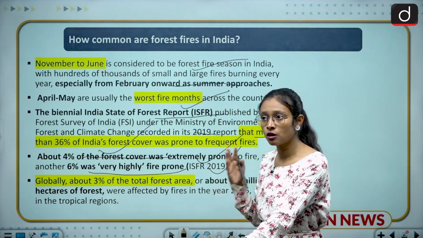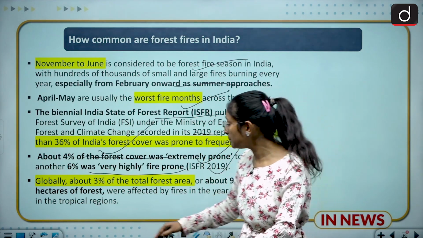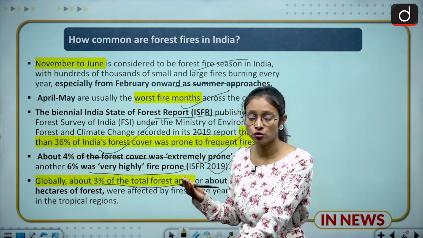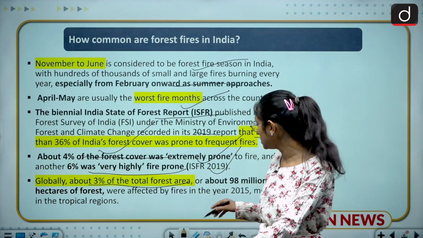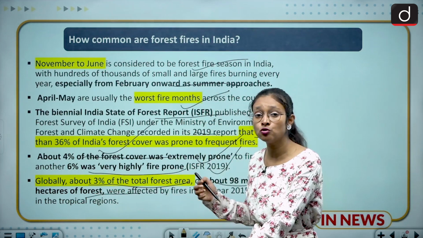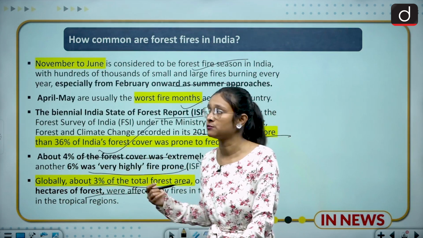Globally, around 3% of the total forest area is prone to forest fires. And when it comes to the area size, it is about 98 million hectares of forest. So a huge area of land is prone to forest fires globally as well.